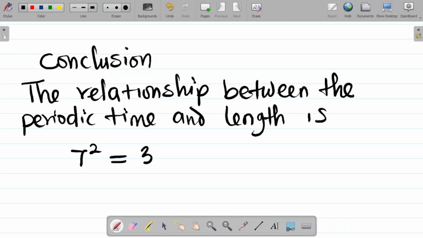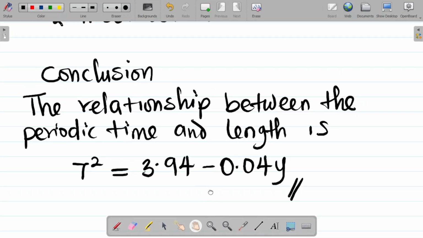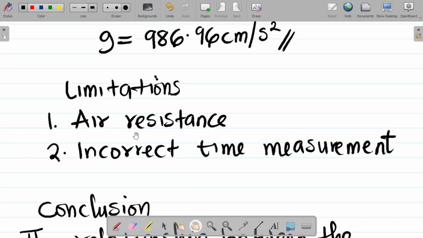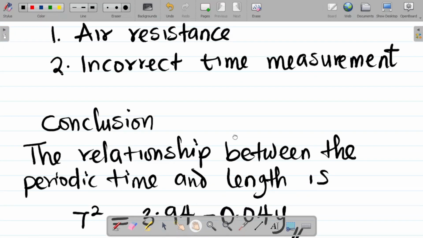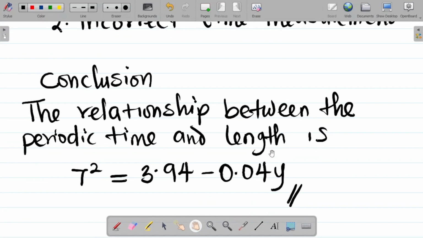3.94 minus 0.04y. So I think this was the aim. So if you get this, we can conclude it this way. And you can also say that this is not an exact relationship, but it will give you an approximate answer due to personal errors and limitations, which we've already discussed here. All right, so this is how we solve this experiment.